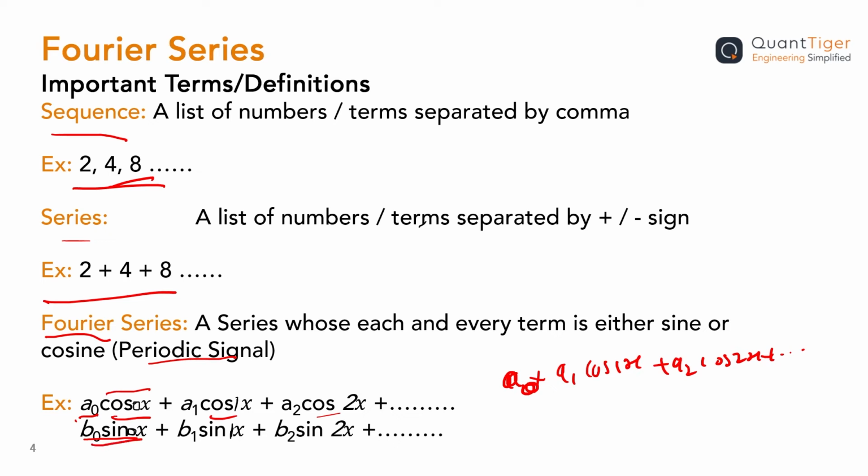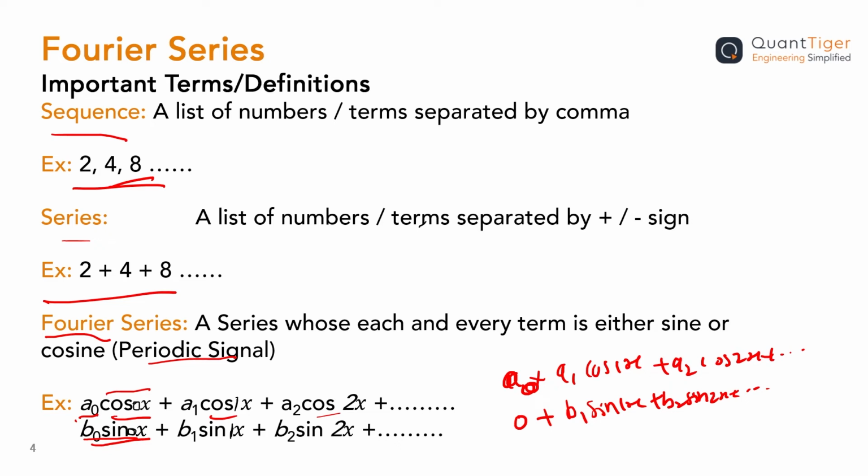Then b0 sin 0x, the value of sin 0 is 0, so this first term will become 0, and these b1 sin 1x plus b2 sin 2x and other things, those terms will be as it is.